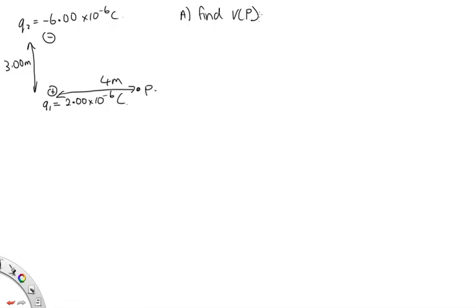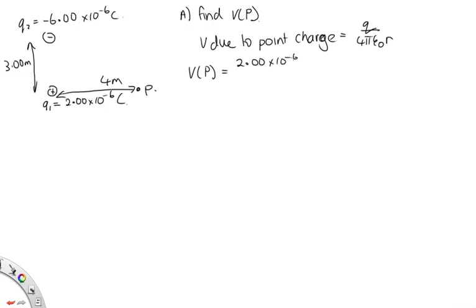And we know that the potential due to any point charge is equal to Q over 4 pi epsilon naught times the distance from that charge. So V of P is equal to, in this case, the Q is 2.00 times 10 to the minus 6 over 4 pi epsilon naught times the distance, which is 4 meters.